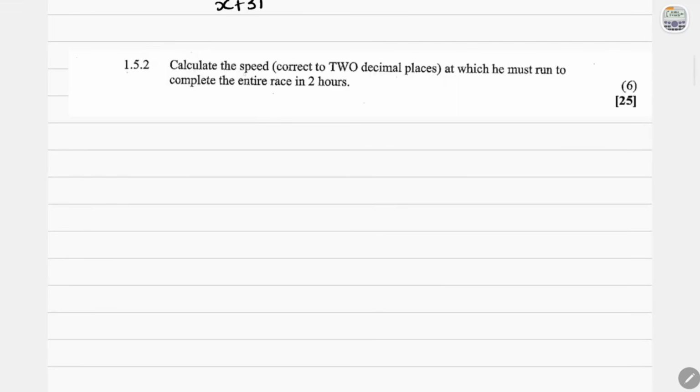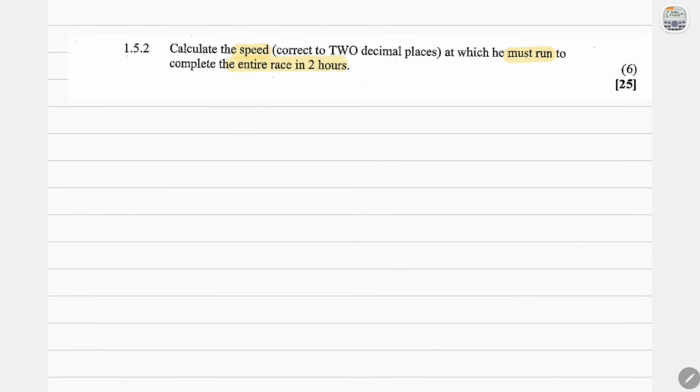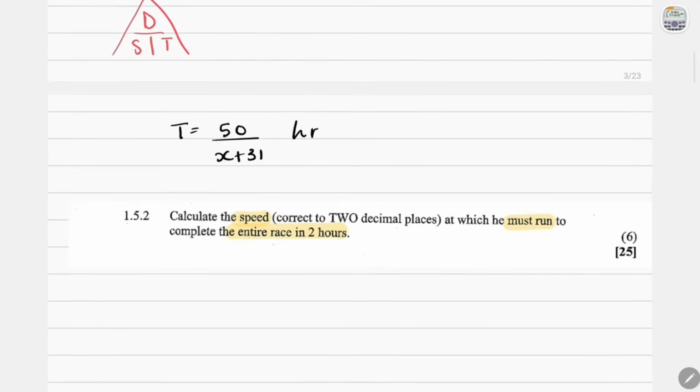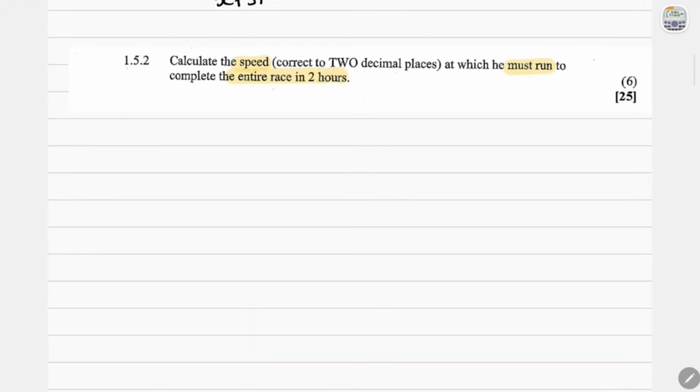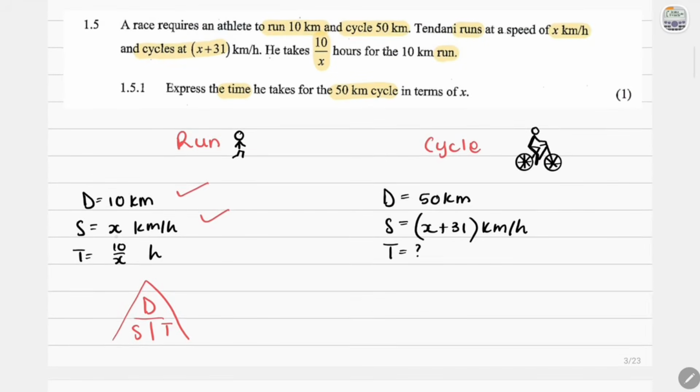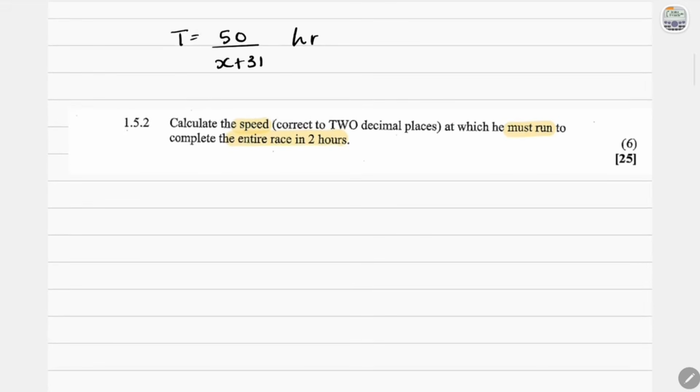Our question 1.5.2 says, calculate the speed, correct to 2 decimal places, at which he must run to complete the entire race in 2 hours. We've done most of the work already, and they want you to calculate the speed. But remember what the speed was: they told us that the speed was x kilometers per hour. So x is your speed, and they want you to find x, correct to 2 decimal places, at which he must run to complete the entire race in 2 hours.